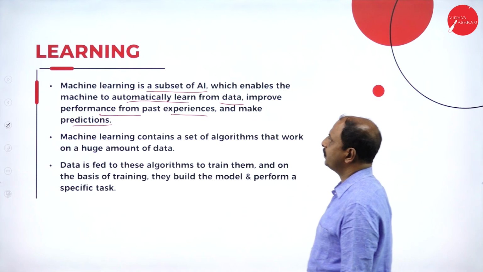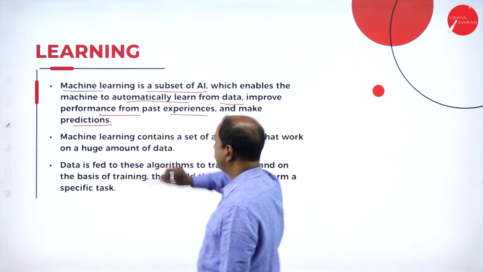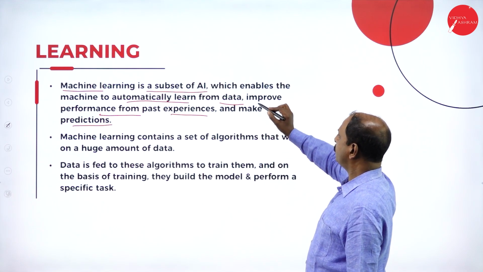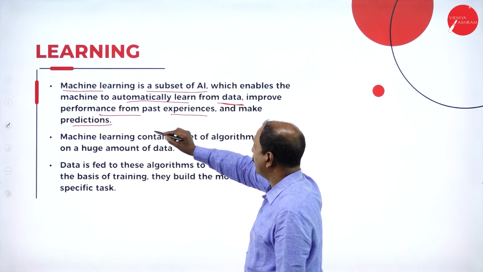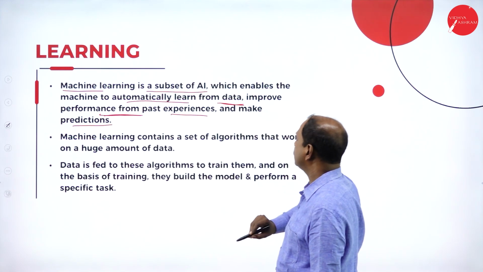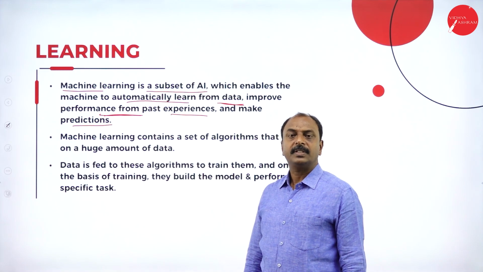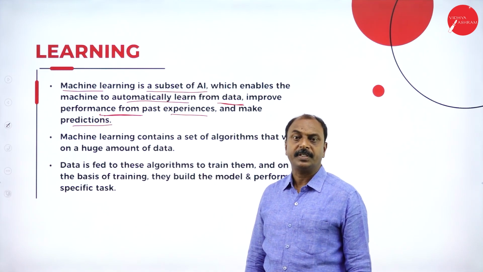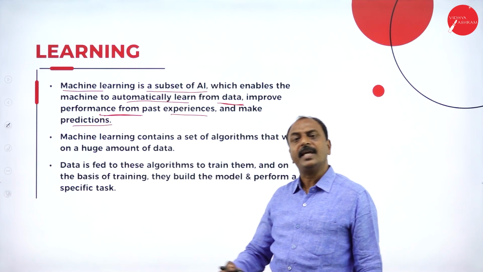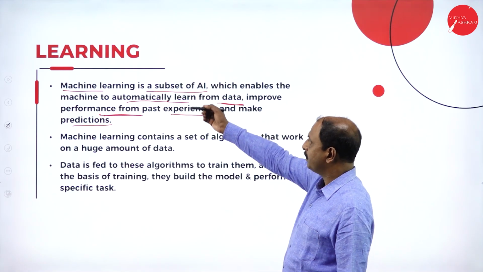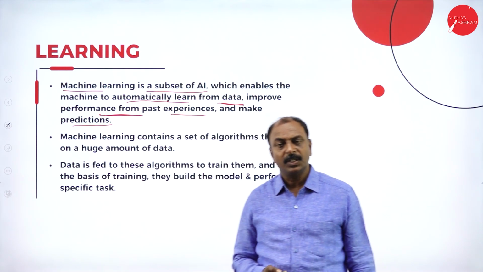What is the purpose of this machine learning? Here the machine itself learns from the data or from the experience and improves its performance from the past experience and makes predictions. So that is why we are using artificial intelligence. We are making a computer think like human beings. So that is the meaning of machine learning, how human beings can take decisions.